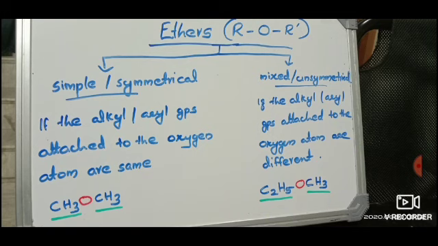First one, simple or symmetrical ether. If the alkyl or aryl groups attached to the oxygen atom are same, we know that one oxygen is there in between two R groups. So if both R groups are same, it is simple or symmetrical ether. Mixed or unsymmetrical ether means the R groups present on both sides of O are different. Two different types of R groups are attached. If the alkyl or aryl groups attached to the oxygen atom are different, it is coming under mixed or unsymmetrical ether.